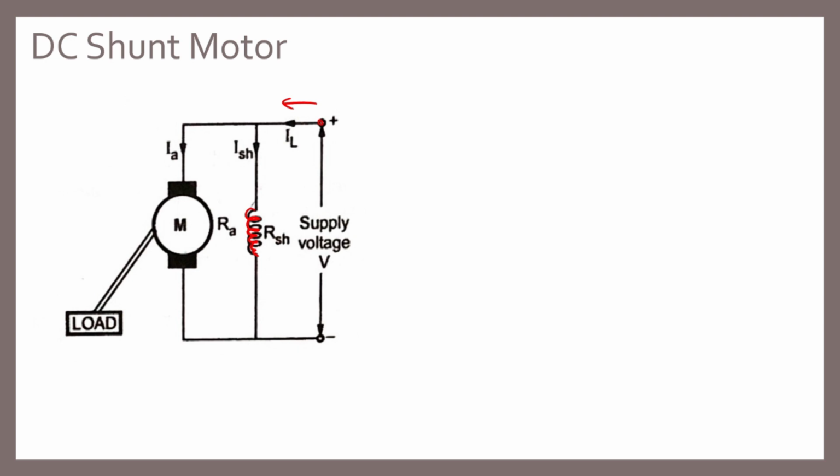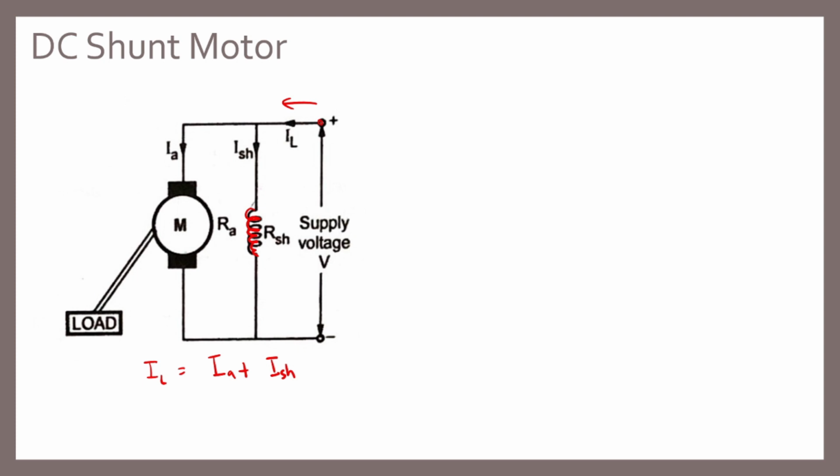So this is now the flow of the current. So this is IL, then ISH, and IA. So based on the circuit, we can have IL is just equal to IA plus ISH. Okay, that's for shunt.